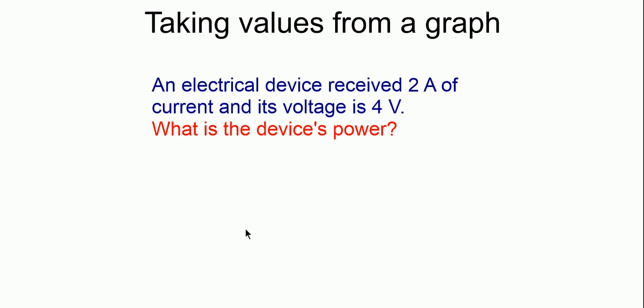Most of the time, MCAS problems give you the values you need for calculations in words like this. An electrical device received 2 amps of current and its voltage is 4 volts. What's the power? You'll get your values from those words, won't you? We're going to see in this video, though, how you can use a graph also to get your values.